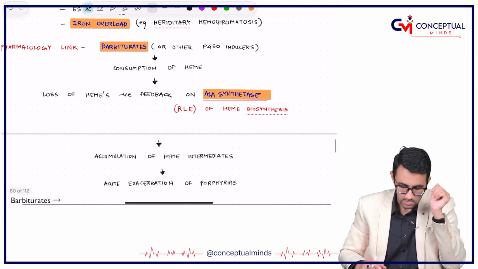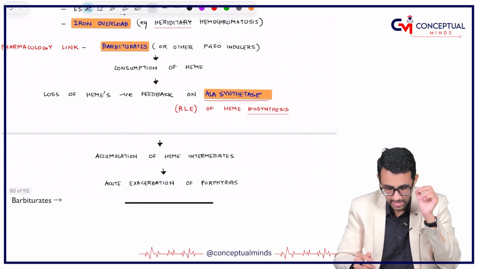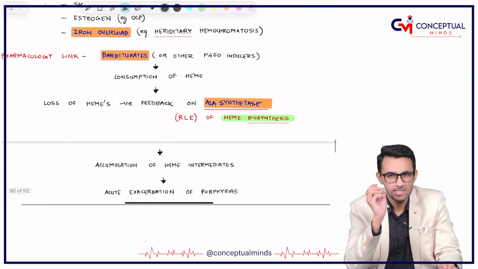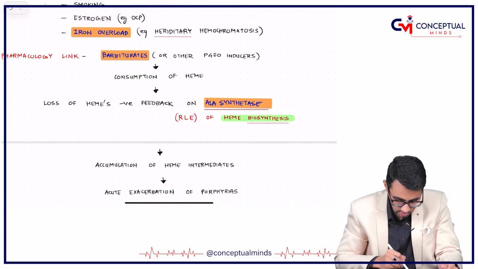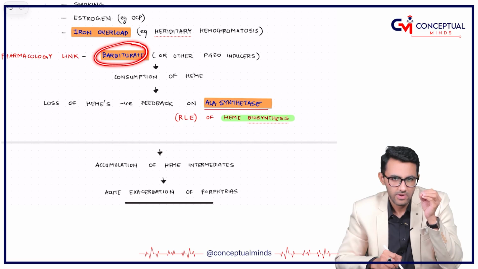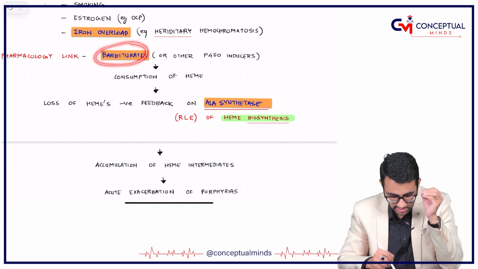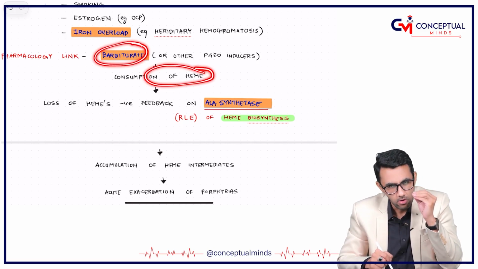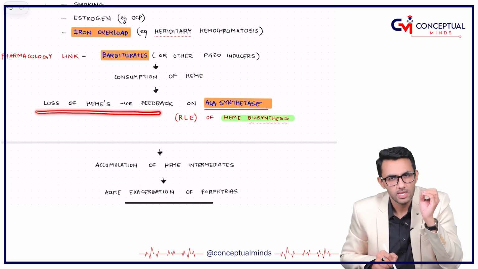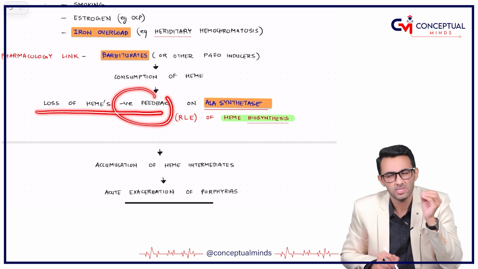So the ALA synthetase is the rate limiting enzyme for heme biosynthesis. What is happening is that the barbiturates induce the P450, and the P450 consumes all the heme. Because of this consumption, there is no free heme, and because there is no free heme, we are losing the negative feedback.